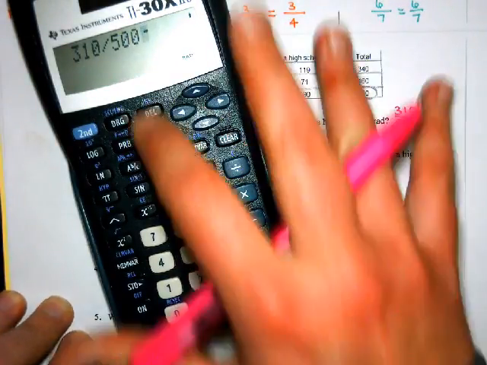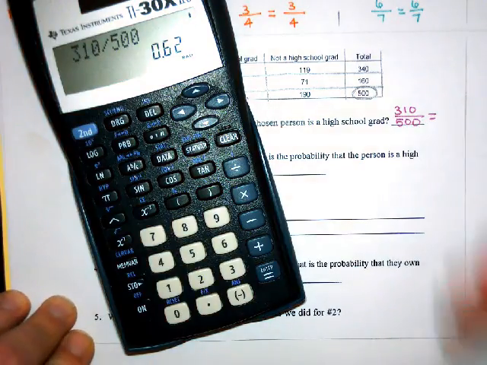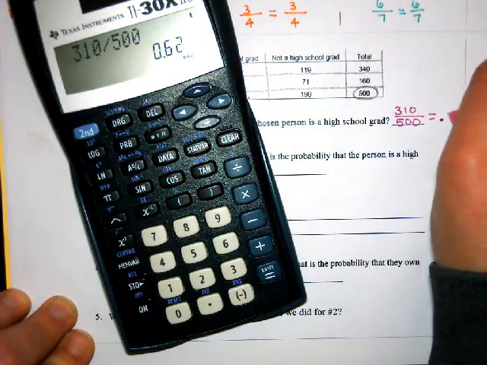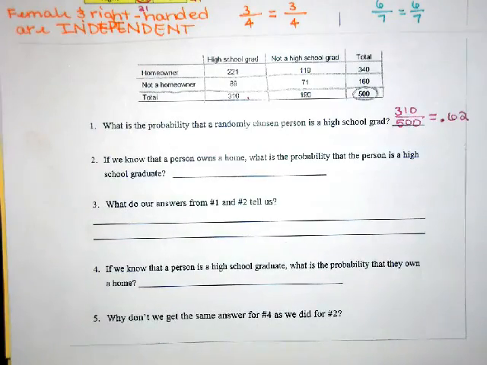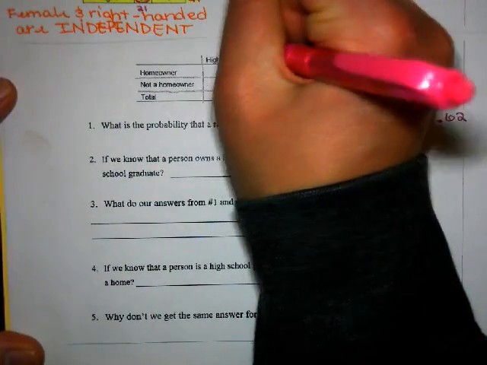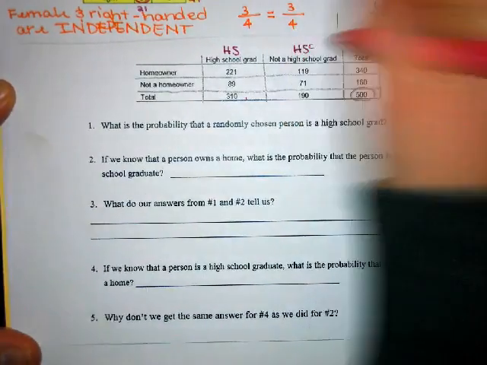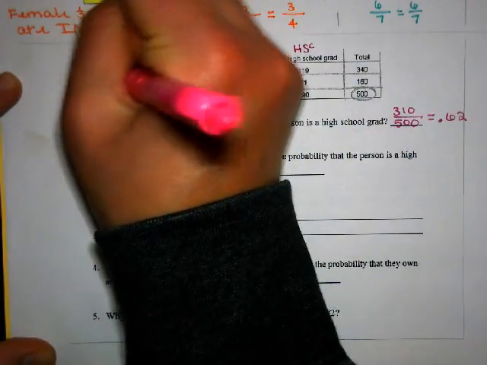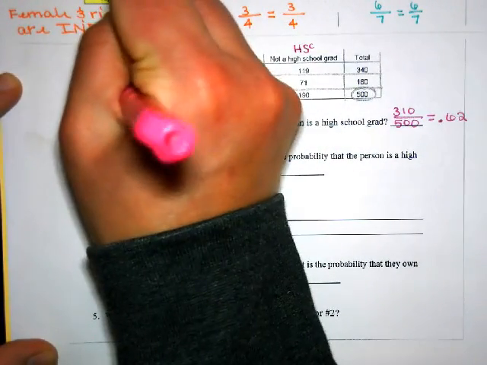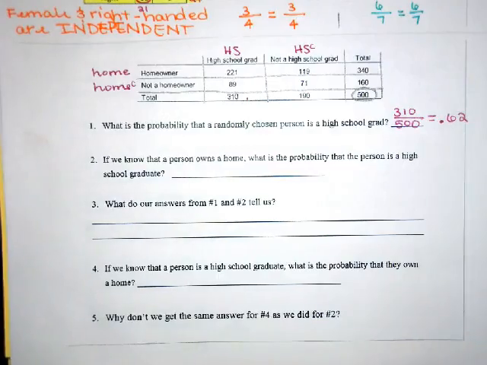And I suppose I should, because in a minute we're going to do conditional, I'm going to call this high school, and this would be a high school complement, so not high school. And then home and home complement. And you'll see in a minute we're going to focus on high school and home, so that's why I chose those ones not to be the complements.